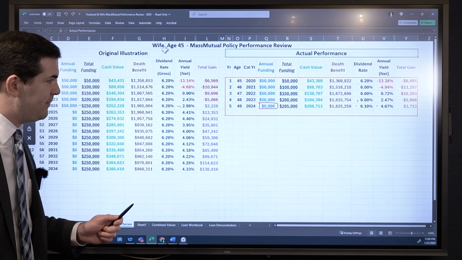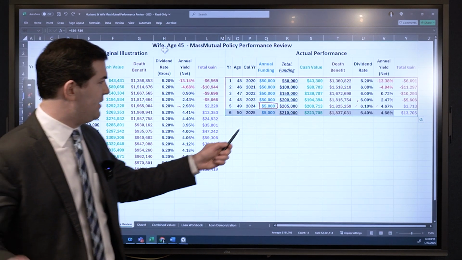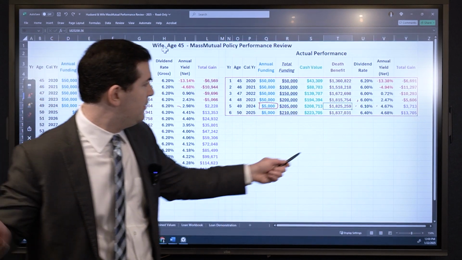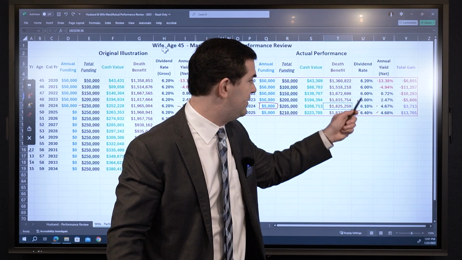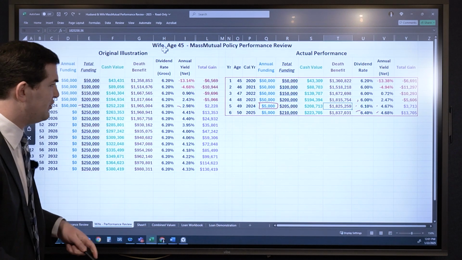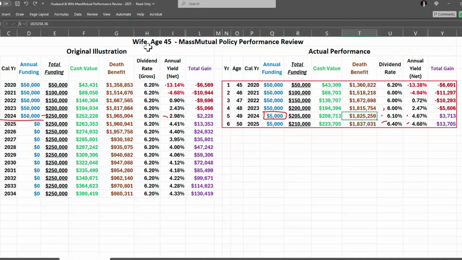Because a lot of times people ask that. 5K again the next year. What does that look like if she only pays in 5K? Return is about the same. Dividend came up now to 6.40%. When we compare that over here to 2025, there you go. Net yield, 4.41%, where the dividend on the original illustration was 6.2. Compared to 2025, dividend 6.4, actual 4.68. A little bit stronger, which is nice.